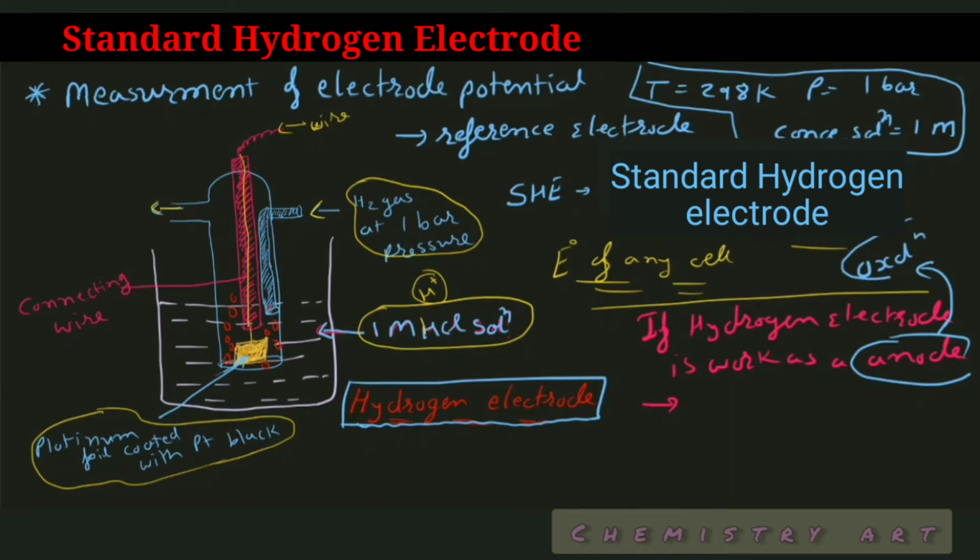And oxidation means the process in which loss of electrons is occurring. So if hydrogen is working as anode, it means that hydrogen will lose electrons. And how can hydrogen lose electrons? See here, there is no solid hydrogen present.